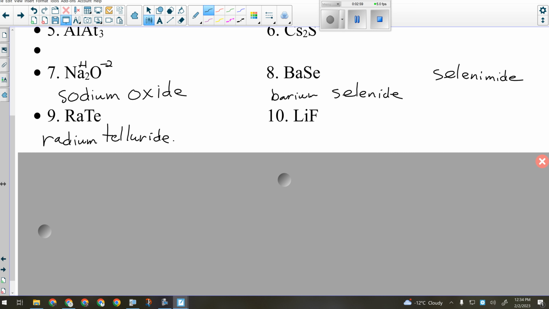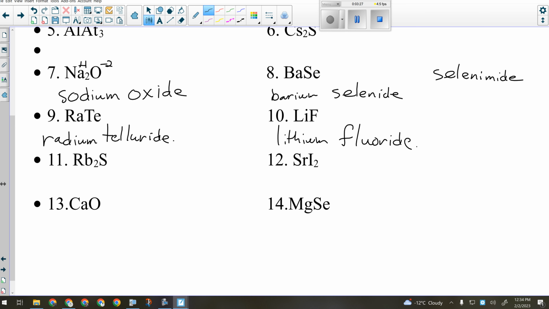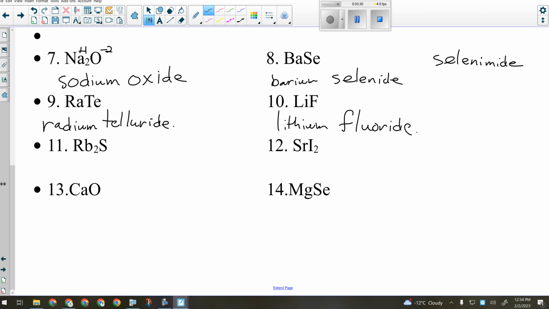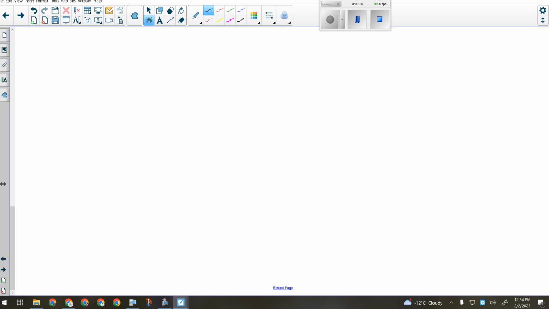And number 10, what does Li stand for? Lithium. And F stands for? Fluorine. Making sense to everybody? Okay, that should hopefully all be familiar from Science 9. Okay, now let me ask you this hypothetical question.